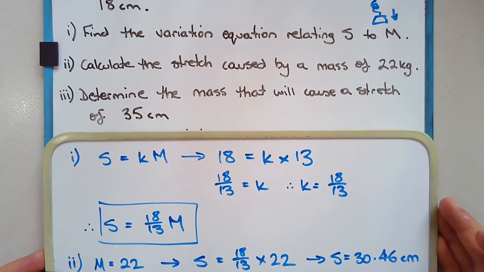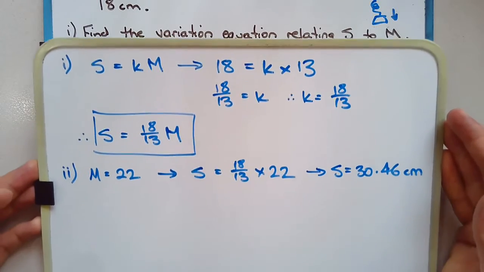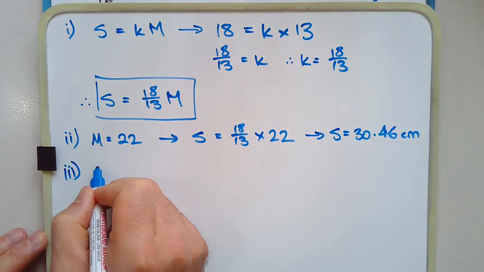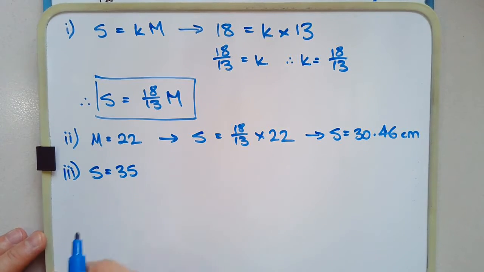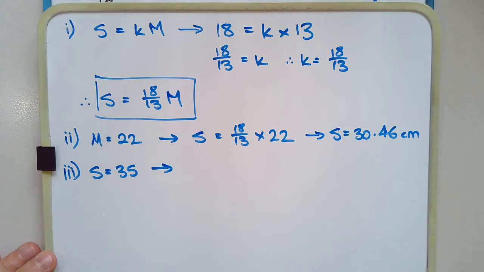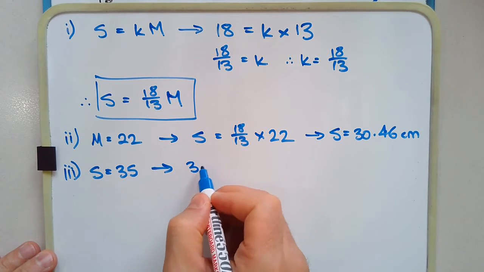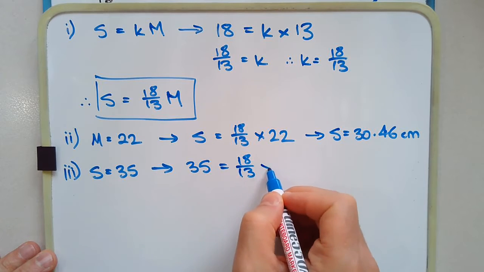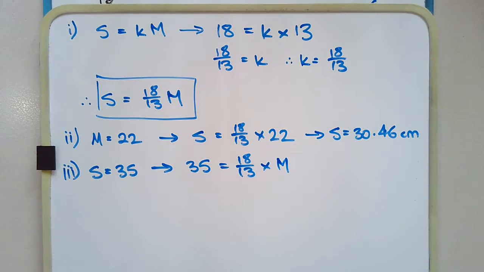Then it says determine the mass that will cause a stretch of 35 centimeters. So the stretch is 35 centimeters. Substituting that into our variation equation, we have 35 centimeters is equal to 18 on 13 multiplied by M, and we need to solve now for M, the mass that's going to cause that spring to stretch 35 centimeters.